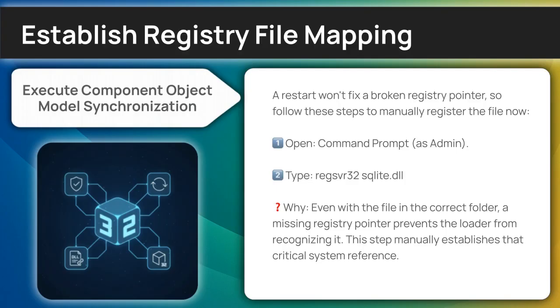A restart won't fix a broken registry pointer, so follow these steps to manually register the file now. First, open Command Prompt as admin. Second, type regsvr32 followed by your file name causing the error, then hit enter.